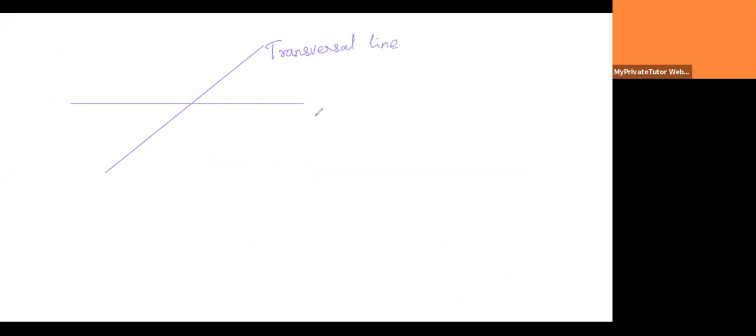So, for example, sometimes we have two horizontal lines and there is one transversal line. Which one is the transversal line here? This is the transversal line. We'll discuss more about this transversal line when we do the angles. Anybody has any questions, guys? Please feel free to ask me.